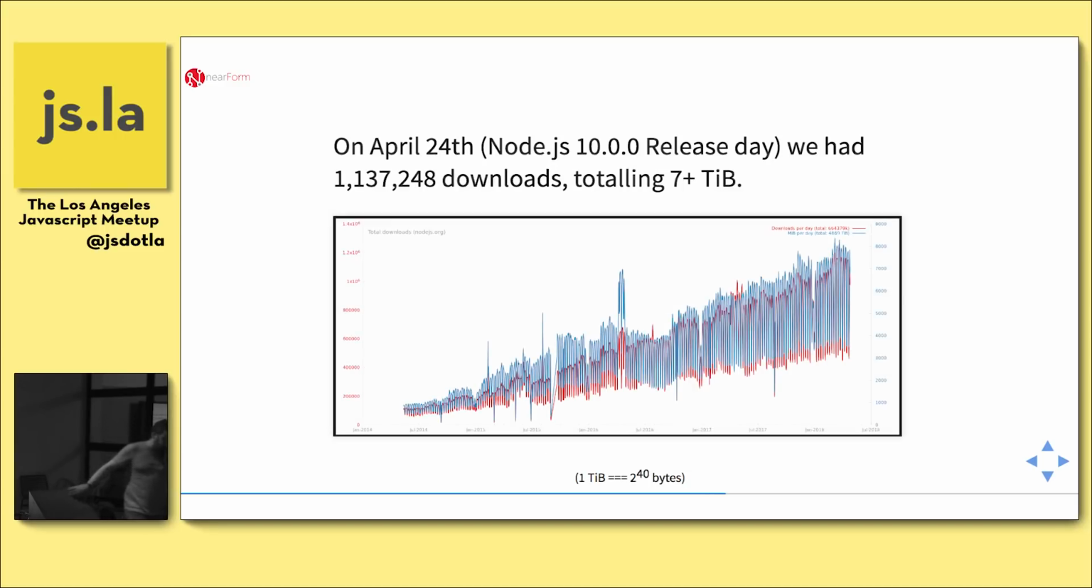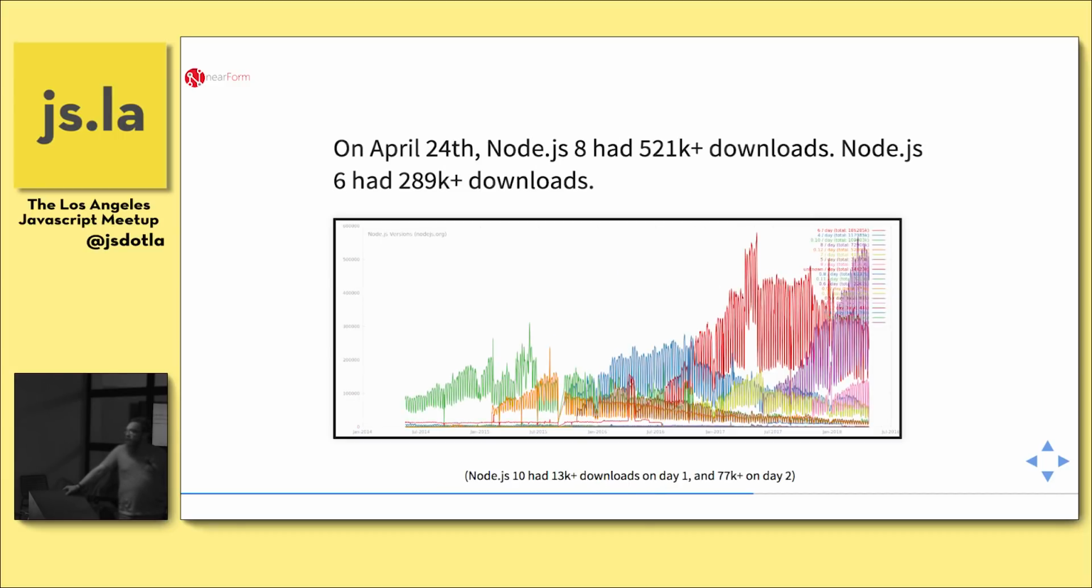When I released Node 10 on Tuesday, on that day we had just over 1 million downloads. It was 7+ TB. So if you're not familiar with the tebibyte, it's 2 to the 40th bytes, times 7 in the one day. And that was fun. The server just handled a massive amount of download.